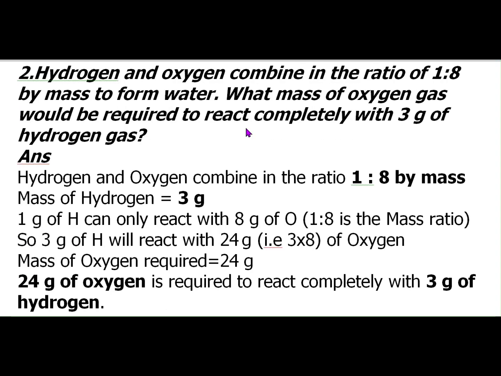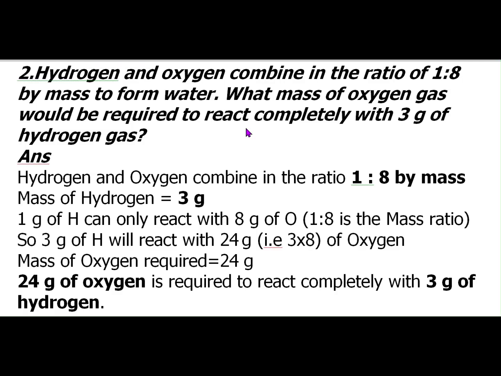Now another example. Hydrogen and oxygen combine in the ratio of 1:8 by mass to form water. What mass of oxygen gas would be required to react completely with 3 grams of hydrogen gas? This is the question. How many grams of oxygen are required? Now we have been given a mass ratio, that is 1:8. That is, 1 gram of hydrogen will react with 8 grams of oxygen.